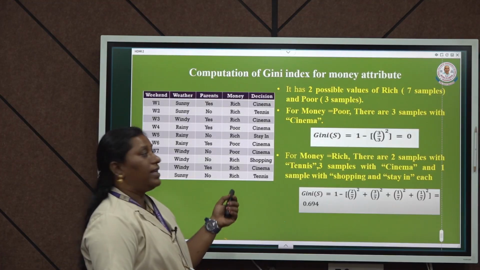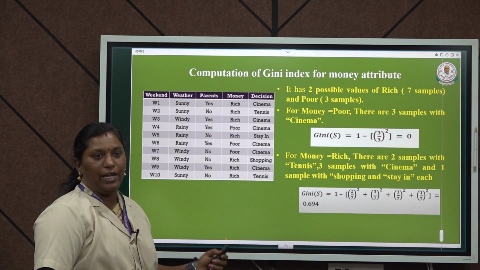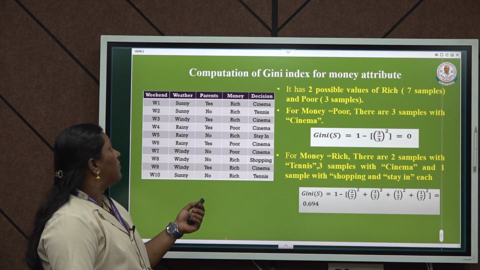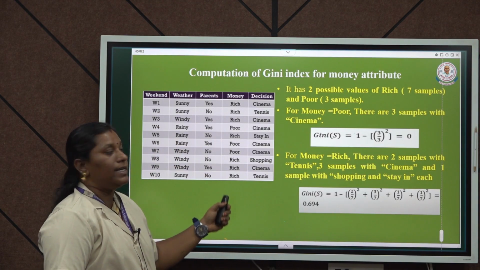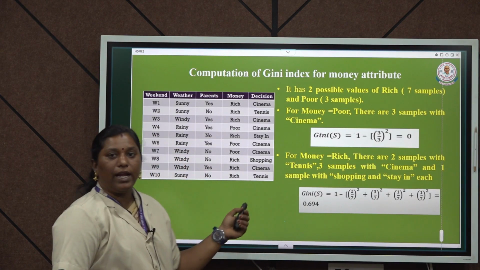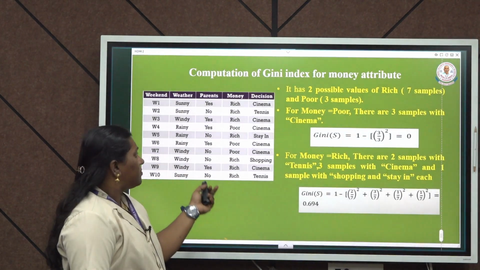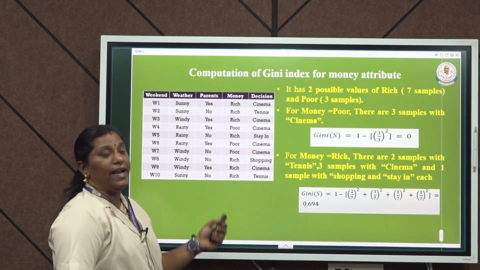Next, we are going to calculate the Gini index for each of the attributes. As we discussed before, here there are 3 attributes: weather, parents and money. Let us start from money. Let us calculate the Gini index for the money attribute.